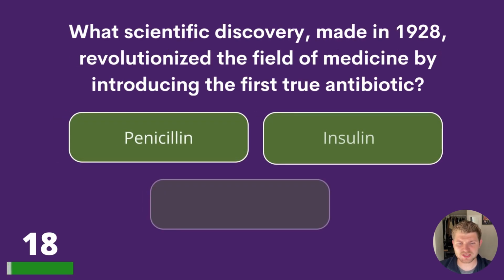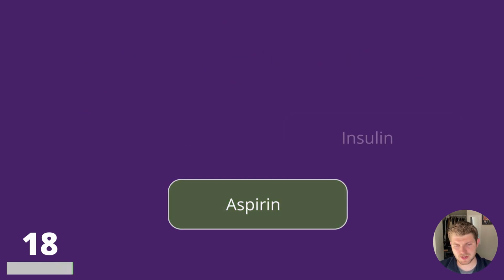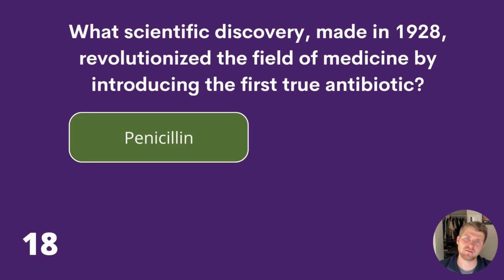18. What scientific discovery made in 1928 revolutionised the field of medicine by introducing the first true antibiotic? Penicillin, insulin, or aspirin? The answer is penicillin.